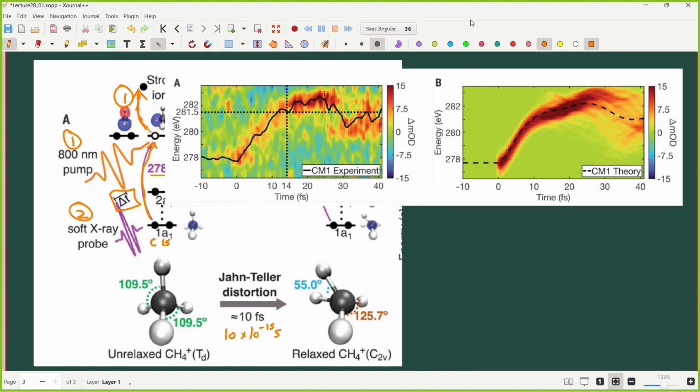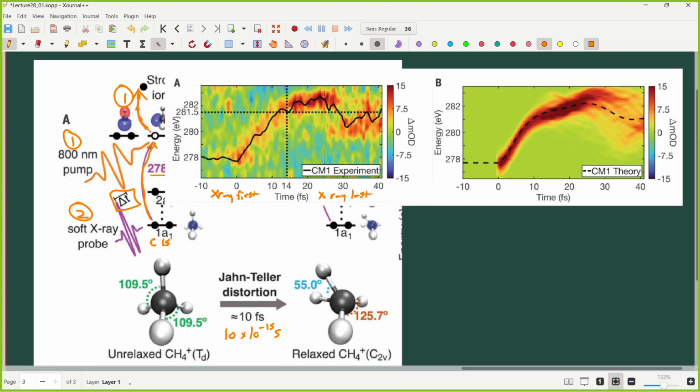Okay, so this time axis right here is the relative delay of the X-ray versus the visible photon, right? So the visible photon starts at t equals 0. It's at exactly t equals 0 on this plot. And the time that's actually listed is when the X-ray comes in. So they do it before and they do it after. Okay, we always do it in between. So this is basically X-ray first, and this is X-ray last, and so on. Okay, and so what do you see?